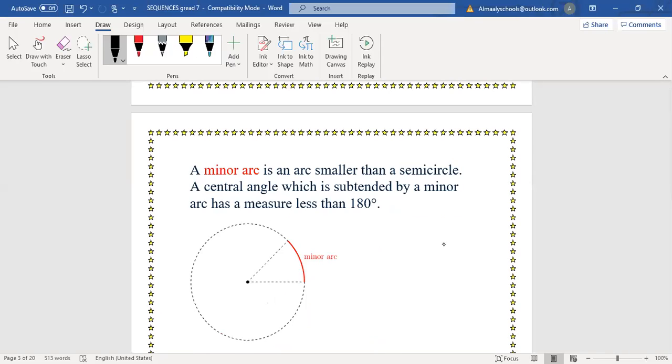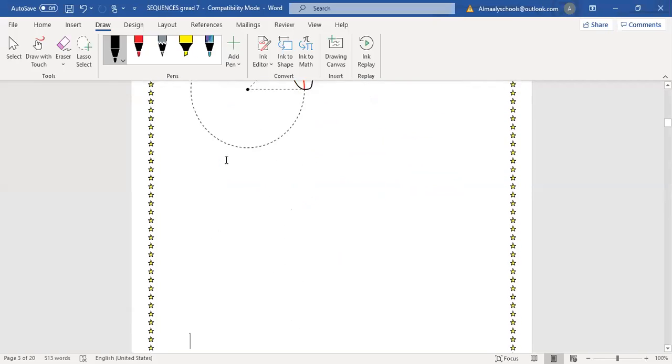A minor arc is an arc smaller than a semicircle. Mustafa, do you know the meaning of semicircle? A half circle. Yes. So now what's the meaning of minor arc? Can you see this red arc? Smaller than half. Yes. So the minor arc must be smaller than half of the circle. Understood? Okay. Mustafa, complete reading.